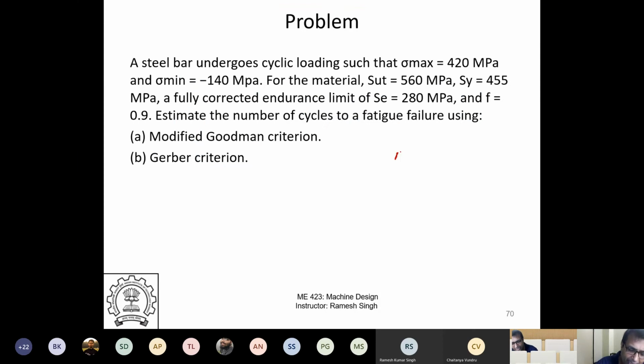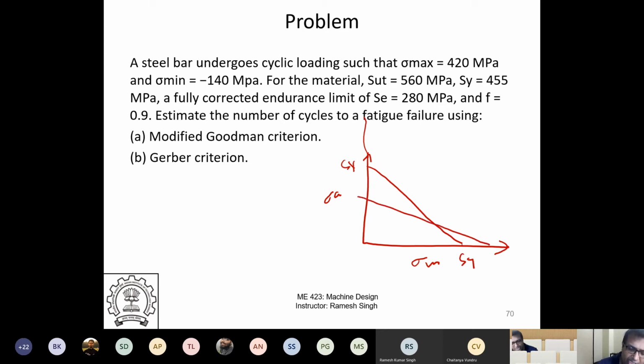So let me do one thing. First, let me just draw on this modified Goodman and Langer and just show you where it exists. So this is my sigma M. This is my sigma A. My Langer is yield, so this is SY. This is SE and SUT.